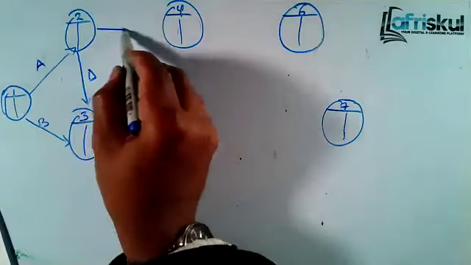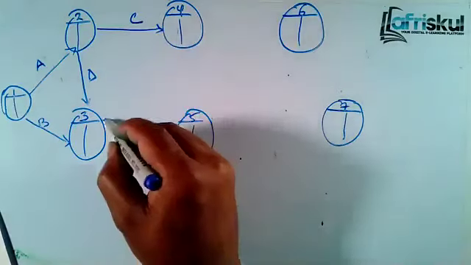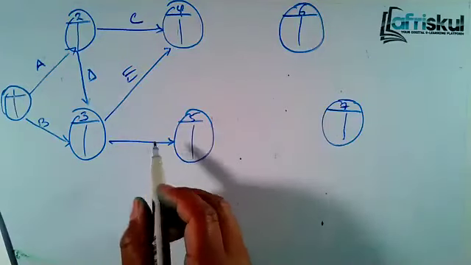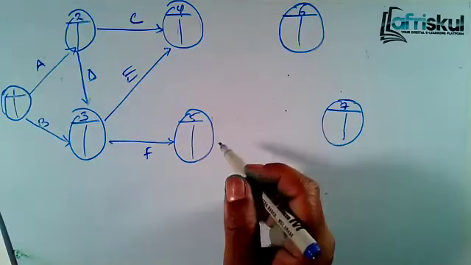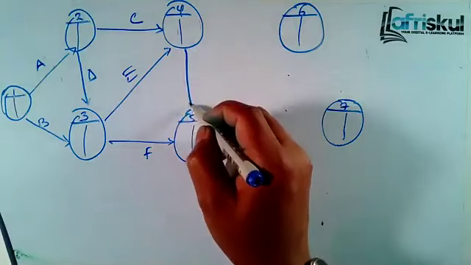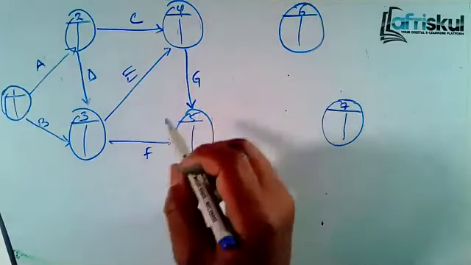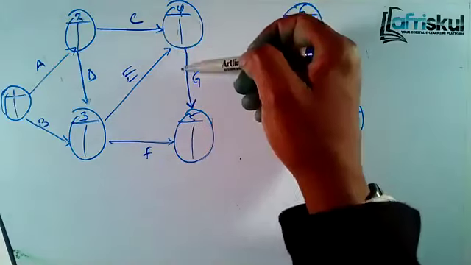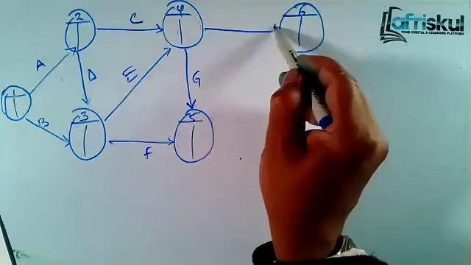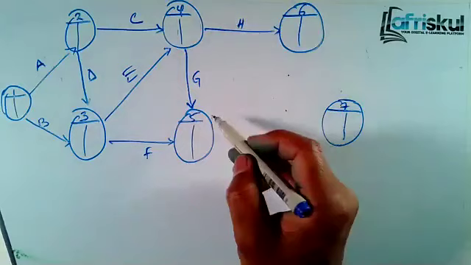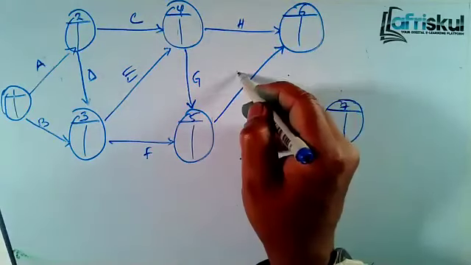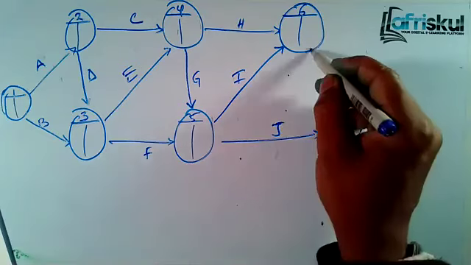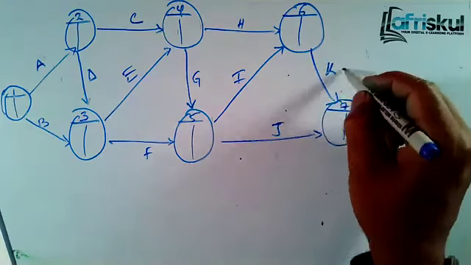Then we have that. That was C. That's E. That's F. Then 4 alikuwa amepea 5. So that was G. I have said that you don't draw a perpendicular line. Just make sure kame slant kidogo. Then we have H. We have I. This was J. And this one was K.